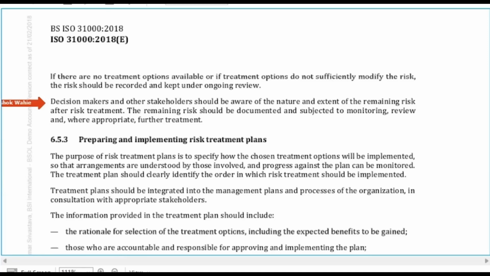Okay, let's read the last paragraph: preparing and implementing a risk treatment plan. Take 5 minutes to go through it.